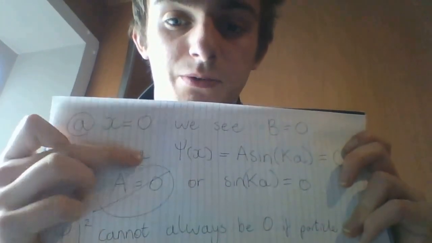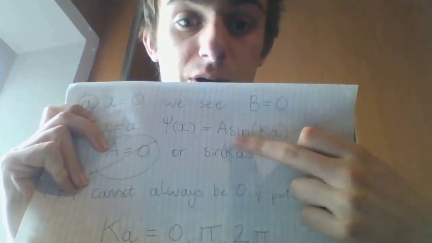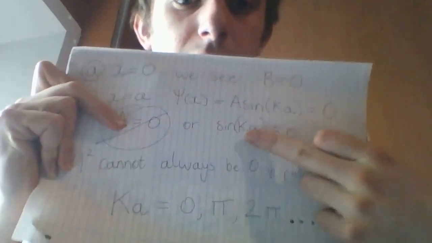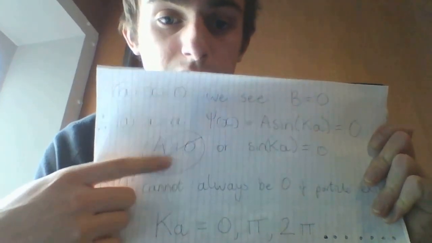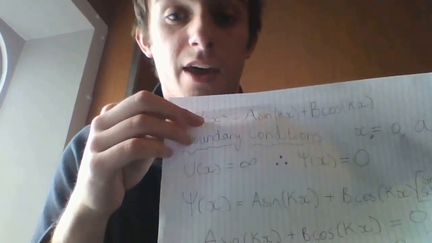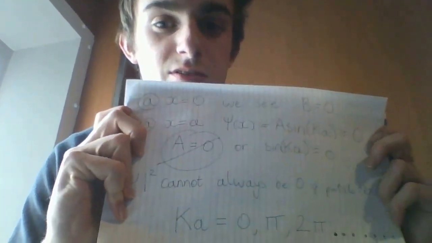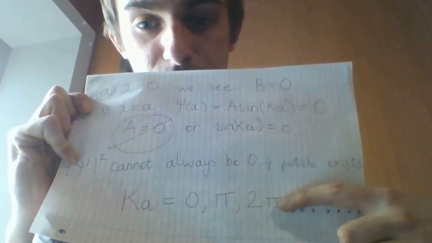So if x is equal to a, small a, as in the length of the box, then the wave function is equal to big A sine ka, which is equal to 0. And that can have two solutions. One solution is that A is equal to 0, and the other is that sine of ka is equal to 0. Now I've crossed this one out because it is non-physical, because if A was equal to 0 and B was equal to 0, then the wave function would always be 0 and our particle wouldn't exist. So let's work on the assumption that our particle does exist because it does.